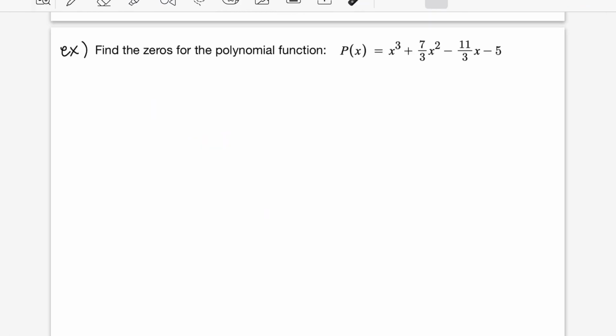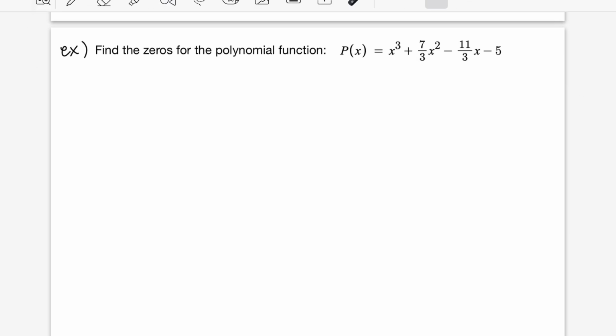All right, so the last example we're going to look at is this one here. We want to find the zeros for this polynomial function here, and we'll do so using our rational zeros theorem. However, remember the rational zeros theorem holds if we have a polynomial with integer coefficients. And we can see here that we have a polynomial that has two fractional coefficients here.